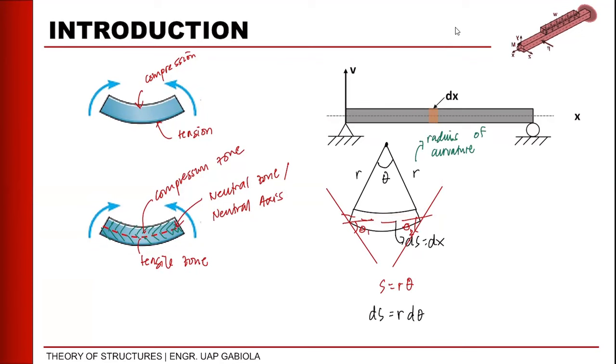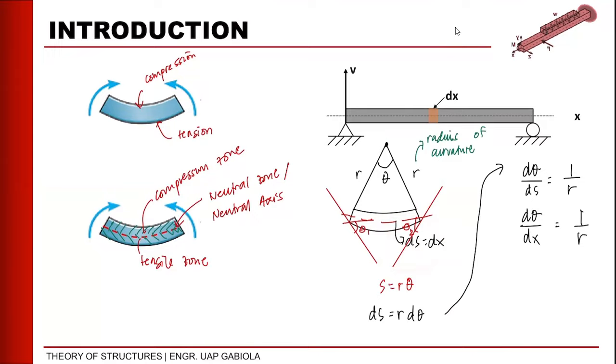So, mula doon sa ds is equals to R d theta, ano yung makukuha natin? Kasi kailangan natin, again, ibalik na kailangan natin ng representation ng theta in terms ni M. Kasi yun yung kaya natin i-solve, di ba? So, when we try to rearrange yung ds equals to R d theta, what will happen? We will have a value na pwedeng gawin natin na d theta over ds is equals to 1 over R. Okay? And dito, based from our observation, si ds is equal to dx. Okay? So, we can rewrite na d theta over dx is equals to 1 over R.